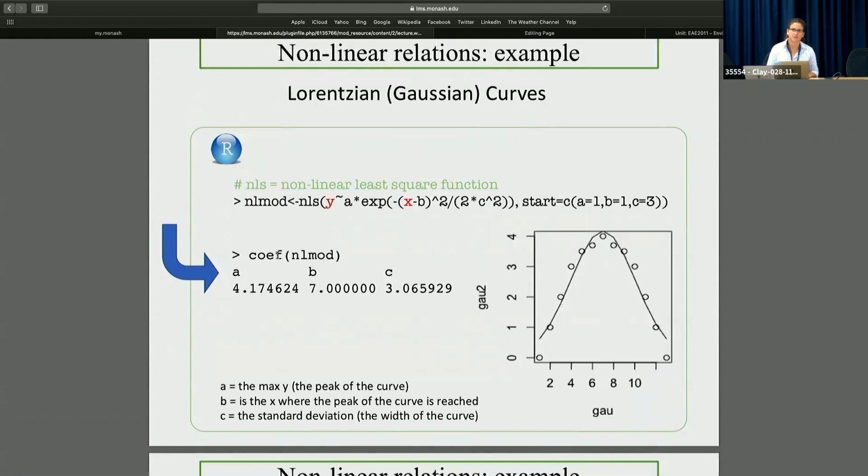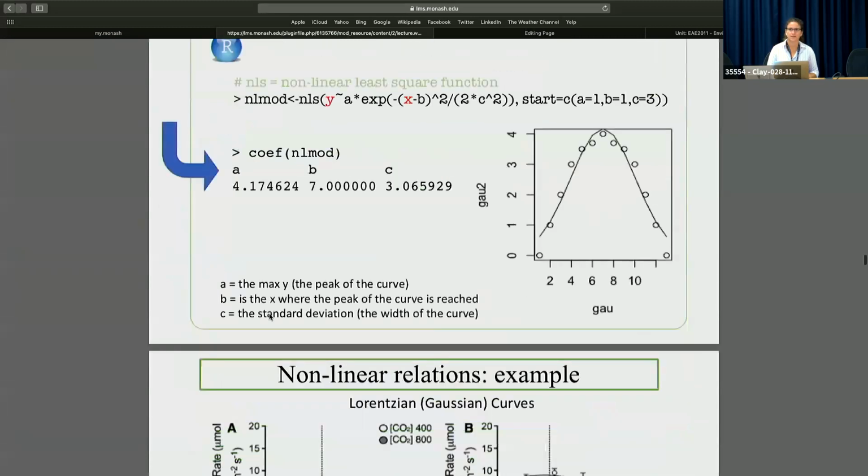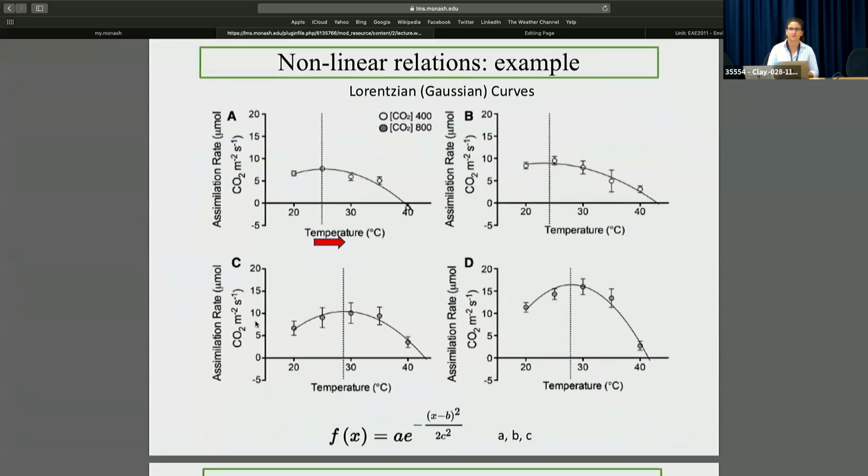And if I ask for those coefficients, because that's really what I'm interested in, I can ask for the coefficients of nl mod. It will tell me what A, B, and C are based on the data I put in. So here is my data, and I've fit a model to the data. That's how it works. With nonlinear models, we have to start off the process by manually providing a starting point for the function to start working from.